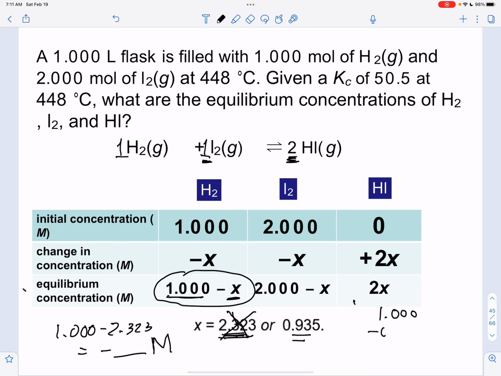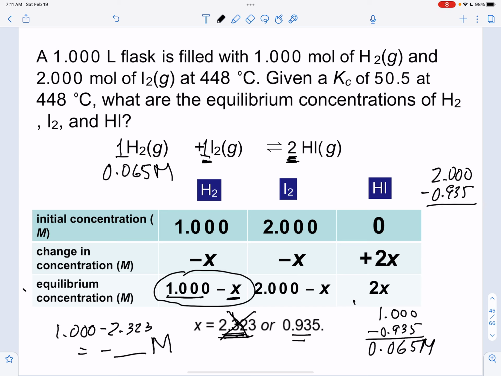So 1.00 minus 0.935. 10 minus 5 is 5. 9 minus 3 is 6. 0.065 molar is how much remains of the hydrogen gas. How much remains from the iodine? 2.00 minus 0.935, 1.065. So 1.065 is what remains of this one.